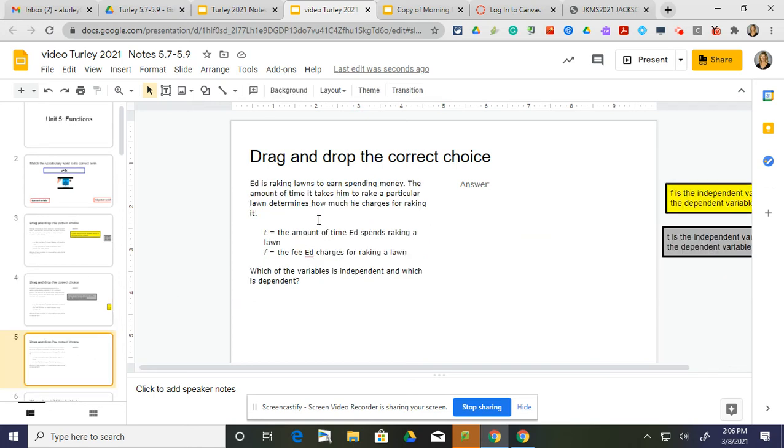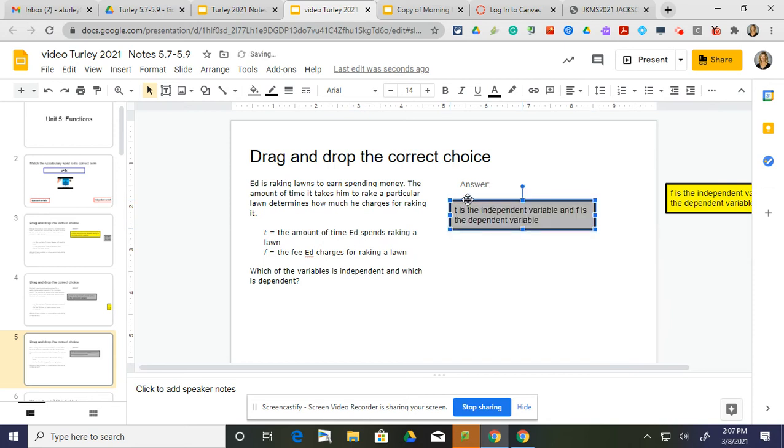Okay, another one, Ed is raking lawns to earn spending money. The amount of time it takes him to rake a particular lawn determines how much he charges for raking it. Okay, so the fee depends on the amount of time he spends raking. So the fee is the dependent variable. So F is the dependent variable.